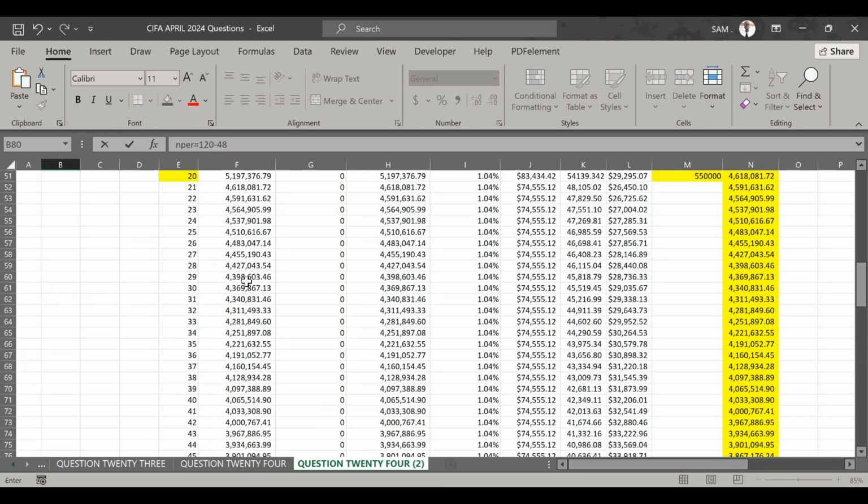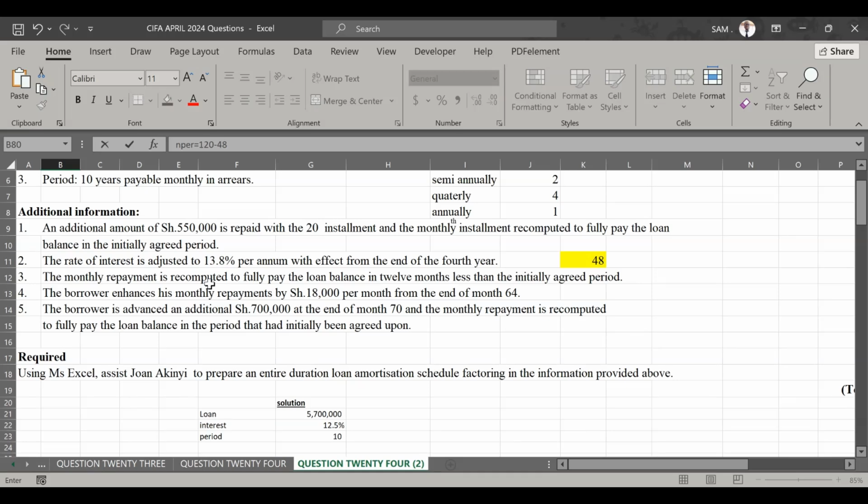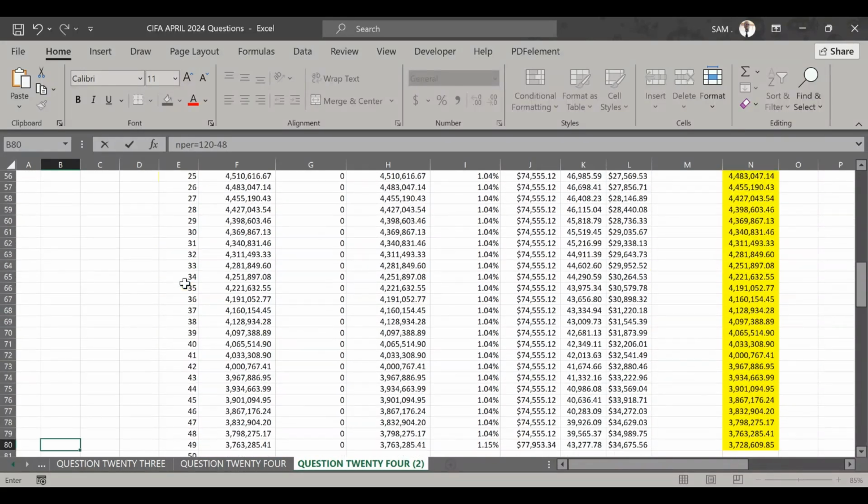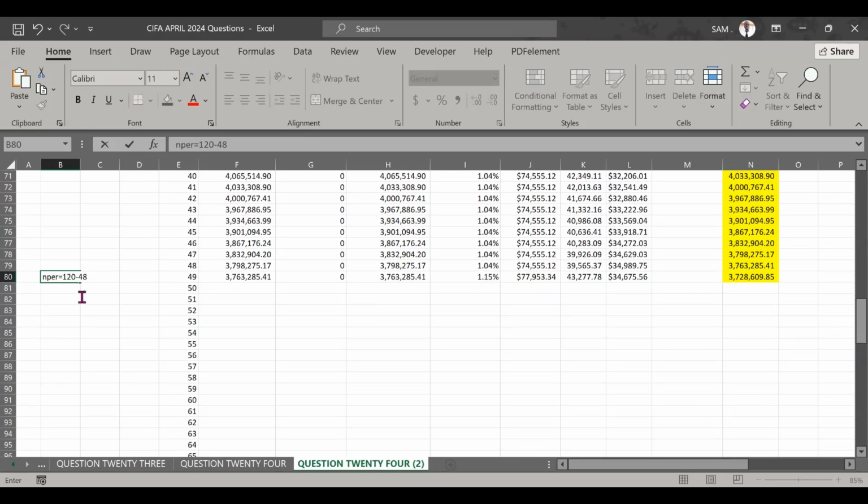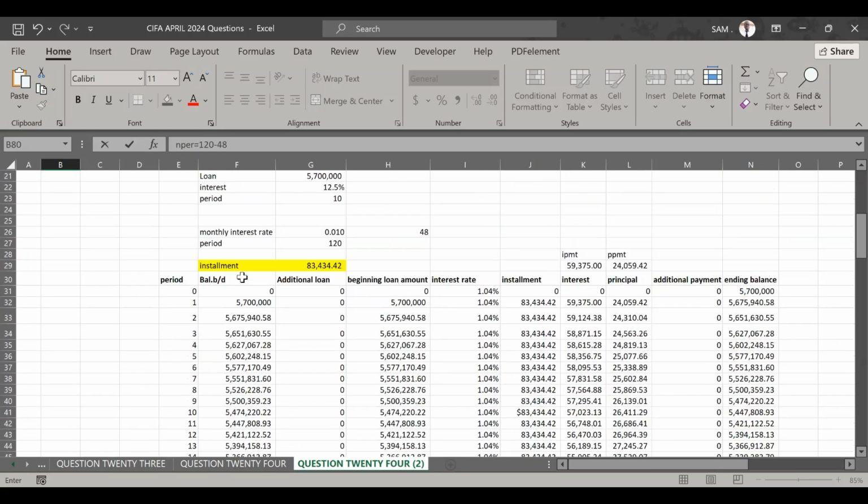But remember, I want us to refer to note number 3 and see what the examiner was bringing on board here. The examiner said the monthly repayment is recomputed to fully pay the loan balance in 12 months less than the initially agreed period, right? Now, the initially agreed period was 120 months. We've already taken 48 months, so out of the 120, we've already taken 48. But the examiner is telling us to make sure we pay back the loan in 12 months less, according to note 3.